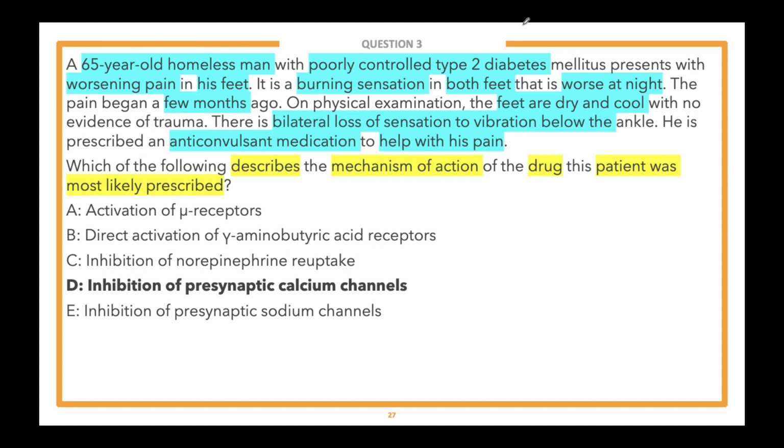Now, diabetic neuropathic pain can be treated with a few things as well, with antidepressants such as tricyclic antidepressants, okay? But gabapentin and its analog, or its cousin pregabalin, can also be used for the treatment of diabetic neuropathy pain, okay? So let's take a look at the next slide.